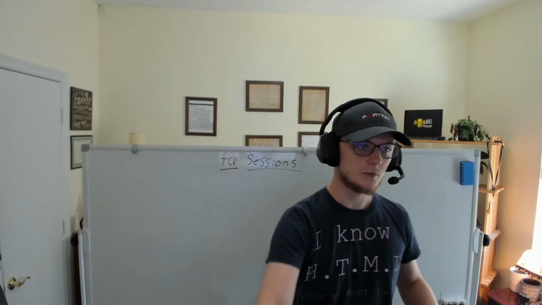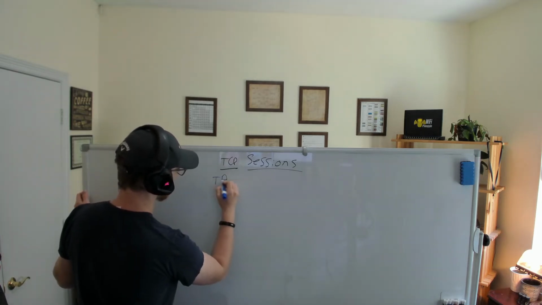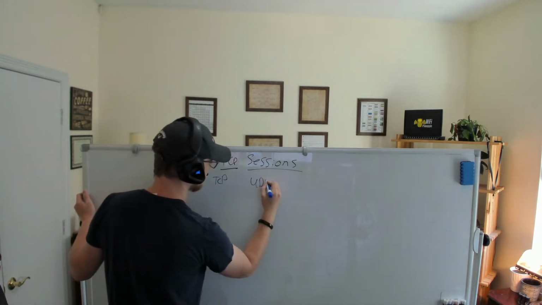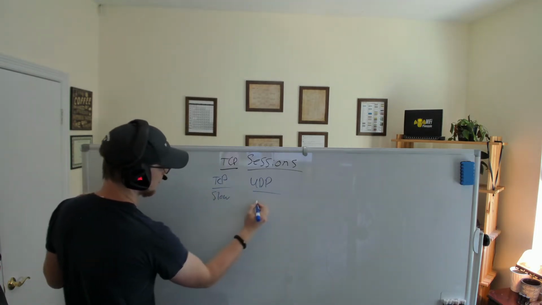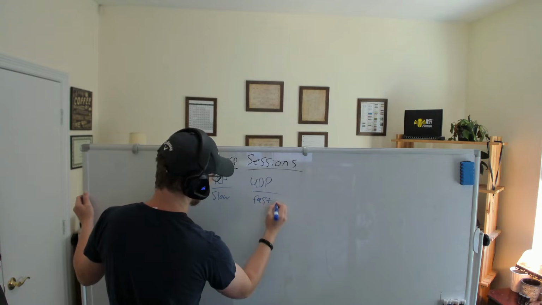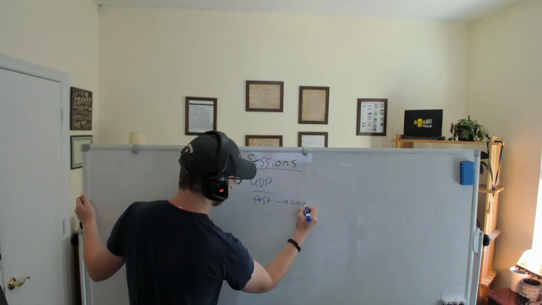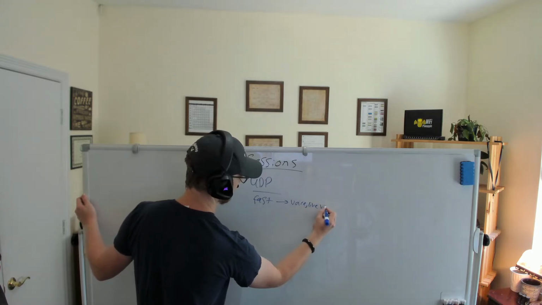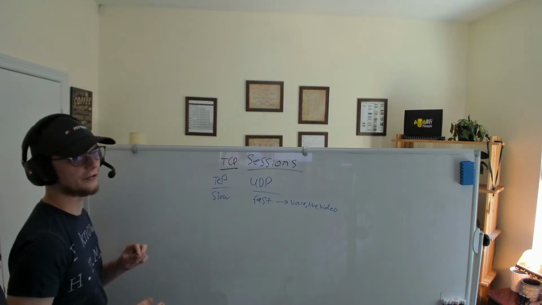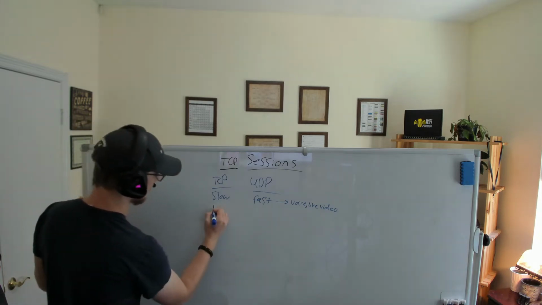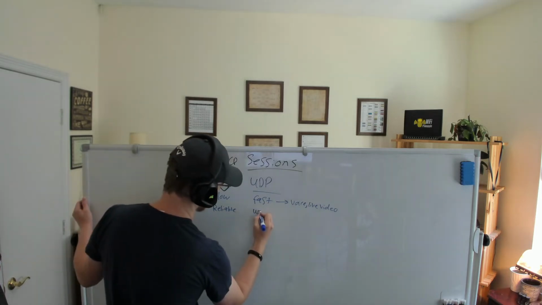So when we look at TCP versus UDP, I'm going to pick on a few different metrics here. TCP is going to be slow, UDP is going to be fast. So this is beneficial in UDP's case for voice or live video, because we need it to be very fast. TCP is going to be reliable. UDP is unreliable.